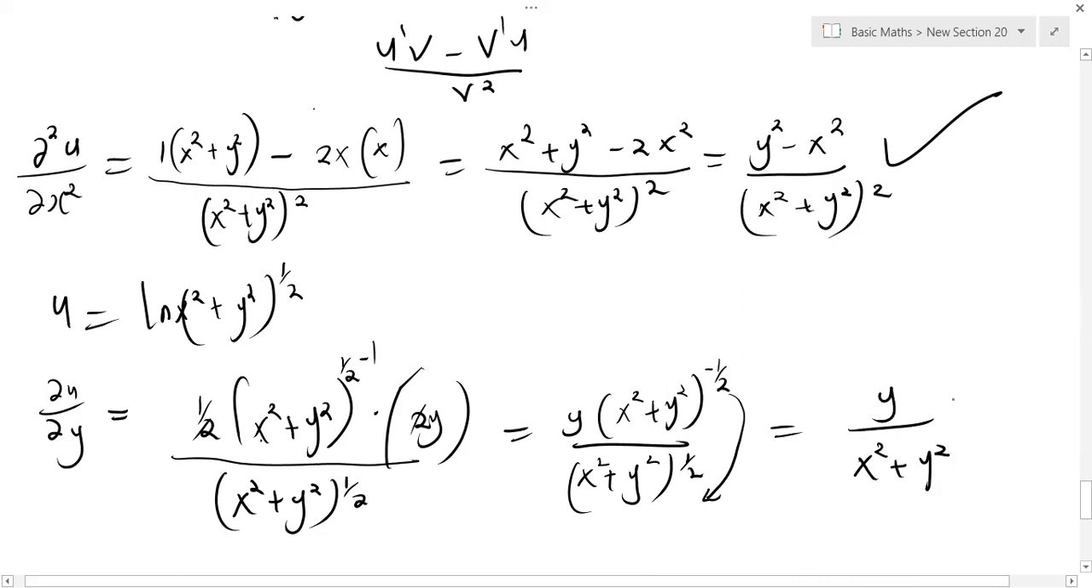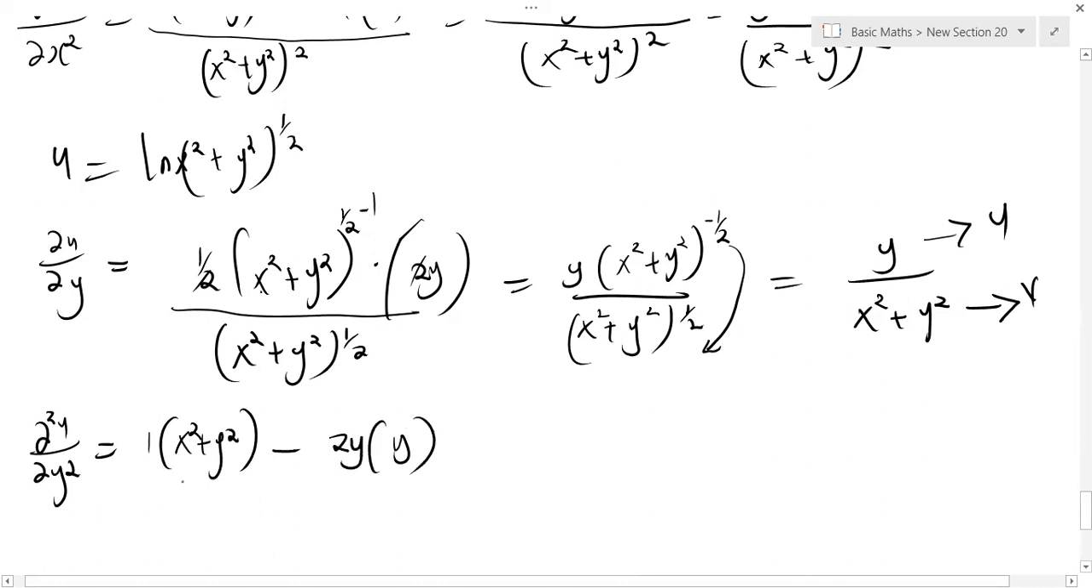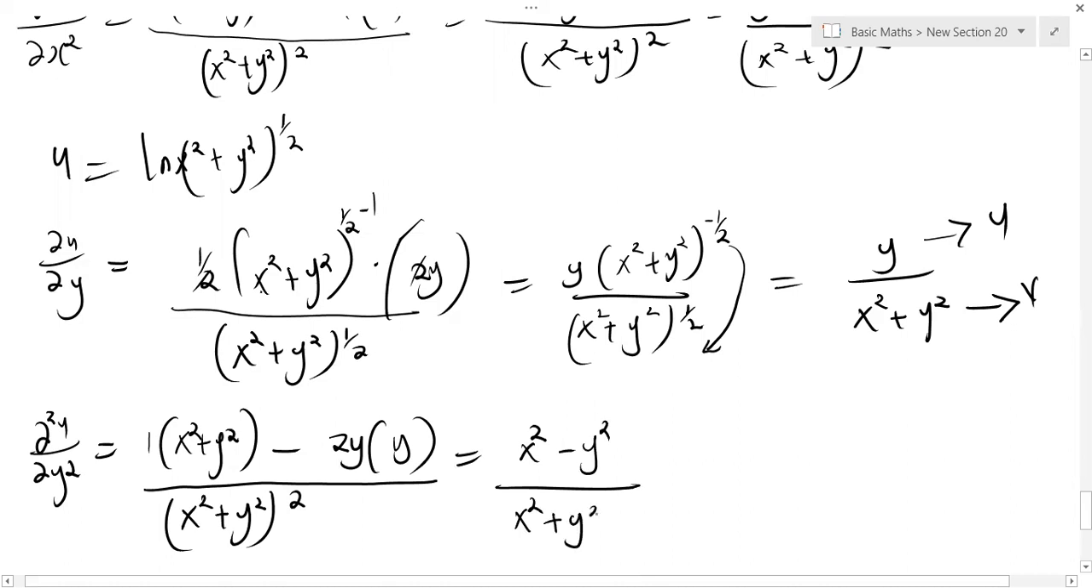We need to differentiate this again. Since it's a quotient, we use quotient rule. Let this be u, let this be v. So to get del 2u del y squared, we use u prime v minus v prime u. So u prime, if we differentiate y with respect to y, we get 1 multiplied by v, minus v prime with respect to y, we will get 2y multiplied by u. All this divided by (x squared plus y squared) squared. So on top we have x squared plus y squared minus 2y squared if you open this up. That will simply give us x squared minus y squared, all this divided by (x squared plus y squared) squared. So this is our del 2u del y squared.